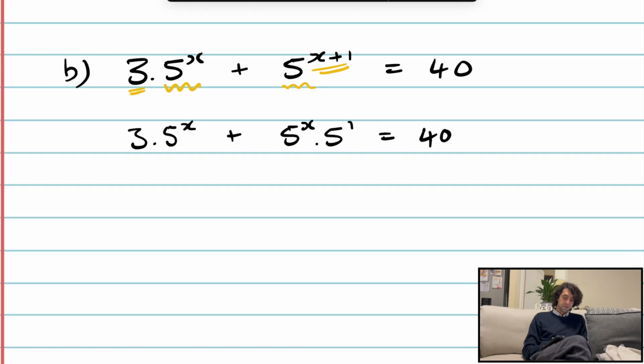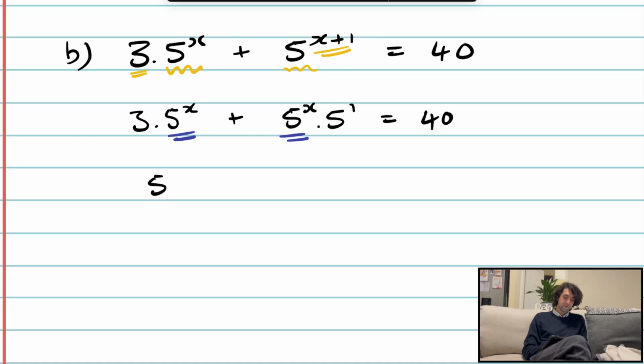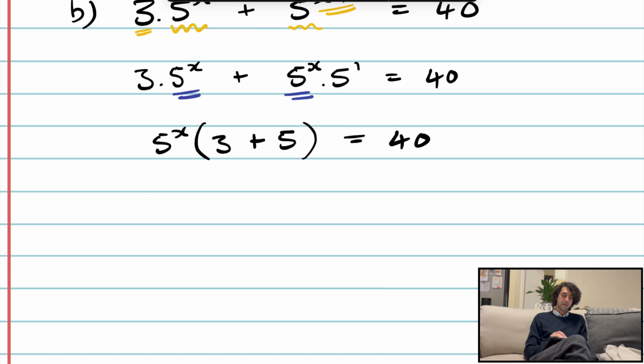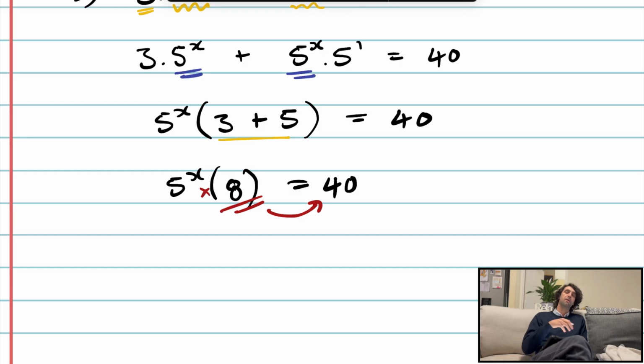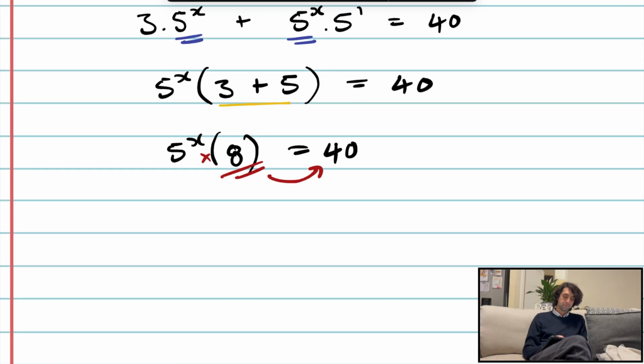I notice now that I have a common factor I can take out, so I'm going to take this 5 to the power of x out. That becomes 3 plus 5 to the power of 1, which is just 5, is equal to 40. Now I can take this 3 plus 5, it's going to become an 8. So let's do this step by step. It's equal to 40. I'm going to take over this 8 to the other side. It is being multiplied on this side, which means we divide on the other side.